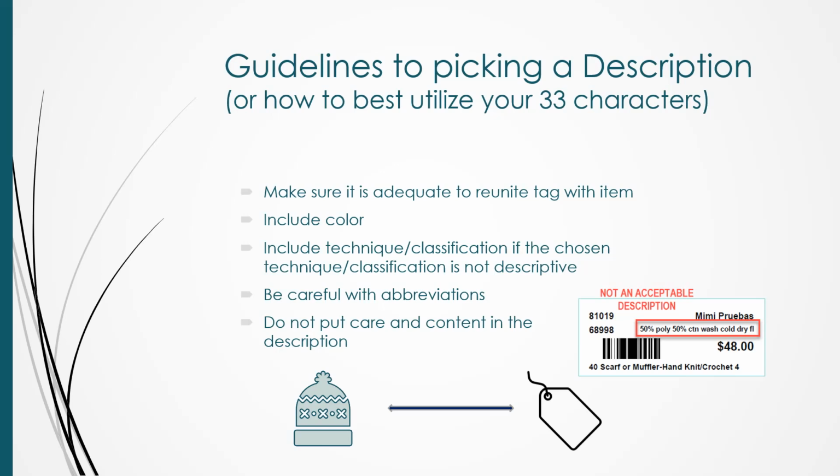Care and content can be put on the back of your barcode tag or on a separate tag. See the rules and regulations for more details. And having said that, you can use descriptors like cotton, wool, etc. to describe your item.